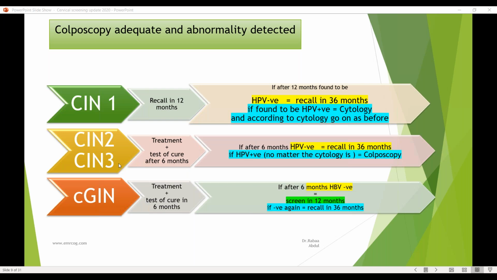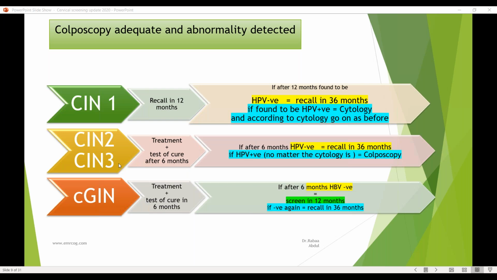CGIN has a longer follow-up because it has a higher rate of recurrence. So the follow-up of CIN2 and CIN3 will be different from the follow-up of CGIN. Your job in the exam is to locate what the lesion is, which comes to situation awareness again. What is the type of lesion? Am I now at the time of offering treatment? The next step will be test of cure, and the test of cure came negative.